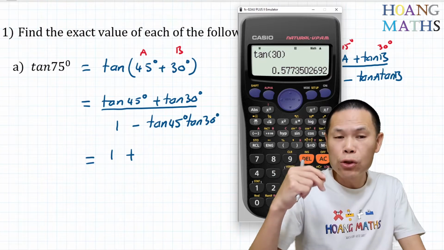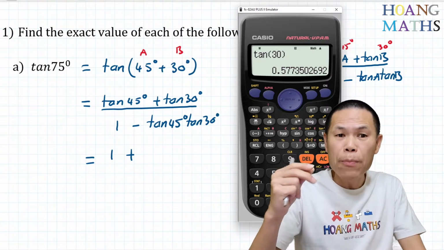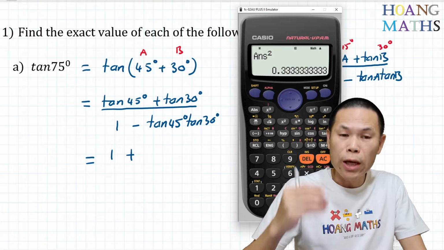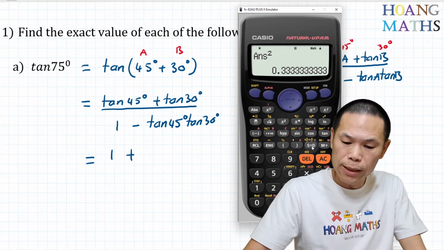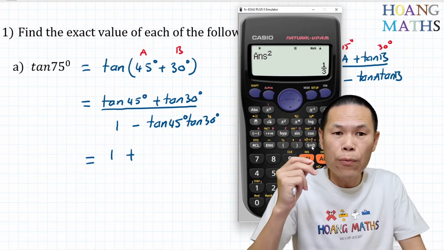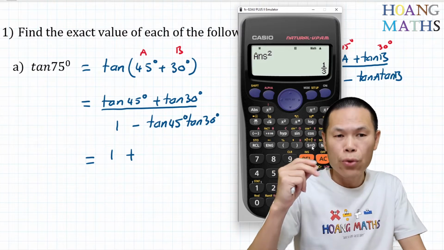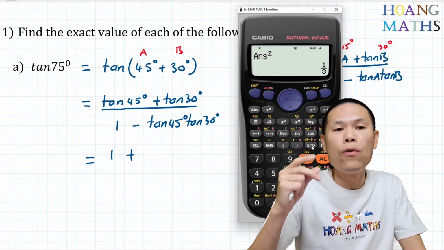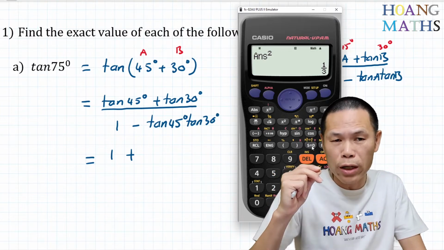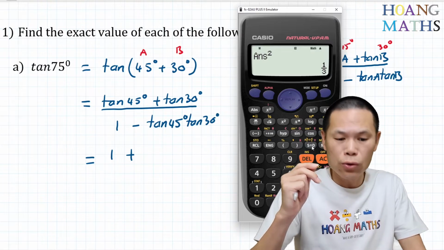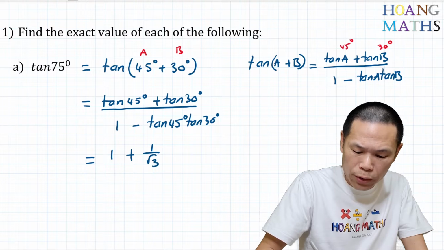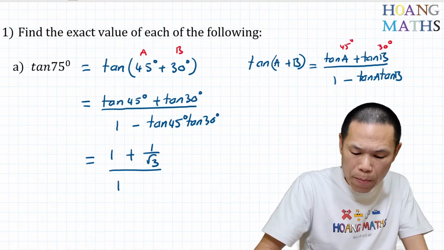Now, don't forget, if you square an irrational number, you will get a rational number. So let me just square this. There you go, it gives me 1/3. I press the SD button. So tan squared of 30 degrees is 1 over 3. Therefore, tan of 30 is the square root of 1 over the square root of 3. Square root of 1 is 1, so 1 over square root 3. Keep that in mind. So 1 over square root of 3 over 1 minus.